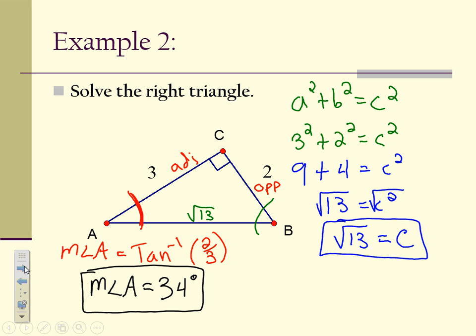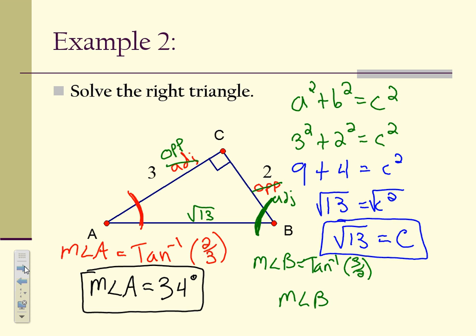Now I'm going to go back and do the same thing, except for now I'm going to find the measure of angle B. So now this is no longer the adjacent. It is now the opposite of angle B, and this is the adjacent. So I'm still using opposite and adjacent. So to find measure of angle B, I'm going to use tangent again. So the measure of angle B equals the inverse tangent, opposite over adjacent, so 3 over 2. The measure of angle B equals 56 degrees.